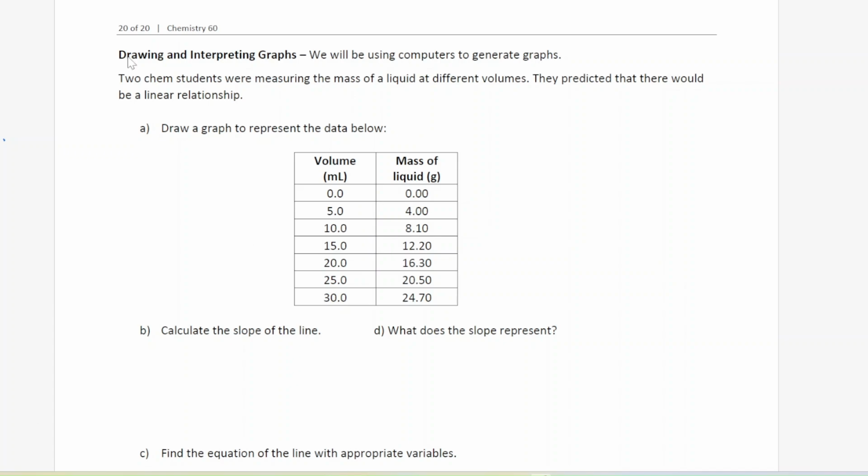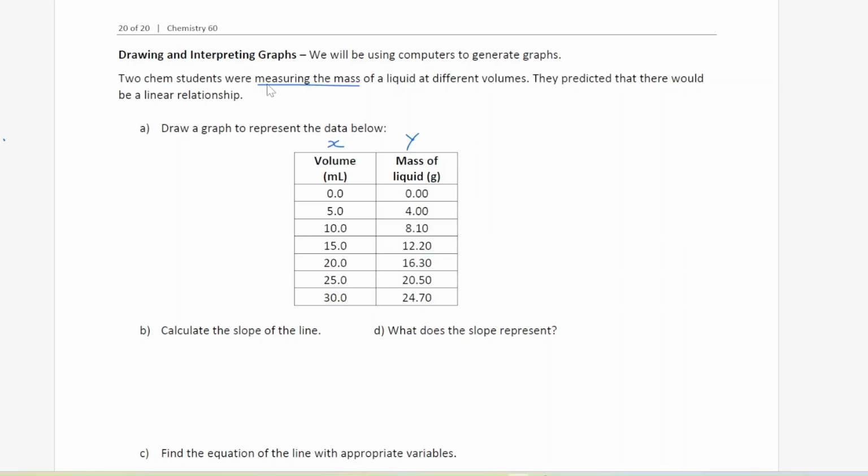So what we're going to do is draw this data, where two chemistry students were measuring the mass of a liquid at different volumes, and they predicted that there would be a linear relationship. You'll notice they say here that they are measuring the mass. That makes that the Y value, or your output. And they're measuring the mass at different volumes, so the volumes are going to be your input.